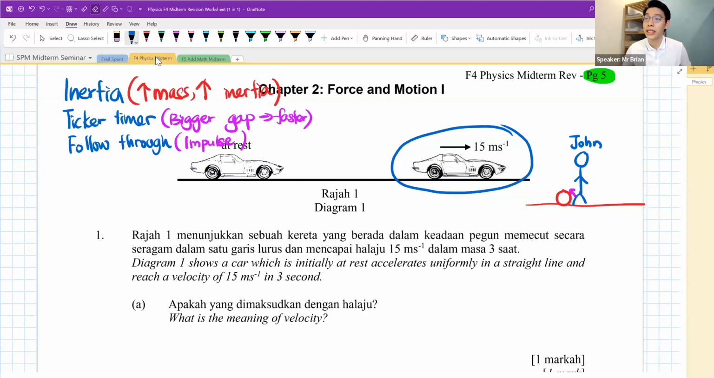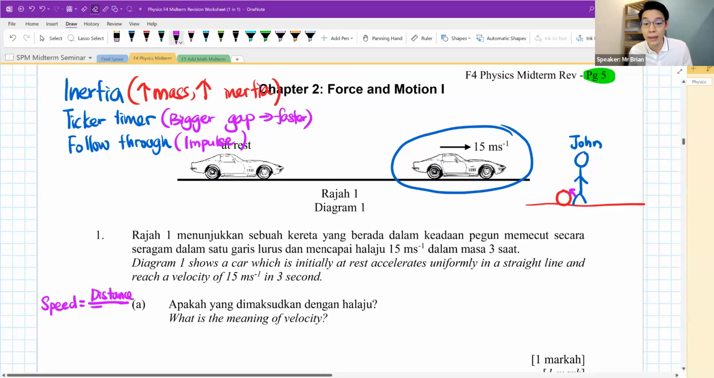The meaning of velocity. Velocity, well, we know, okay, quick question. What is speed? Speed is what over what? Very simple one. You guys try the answer. Speed is something over something. What is that? Aha, yes, very good. Thank you very much.